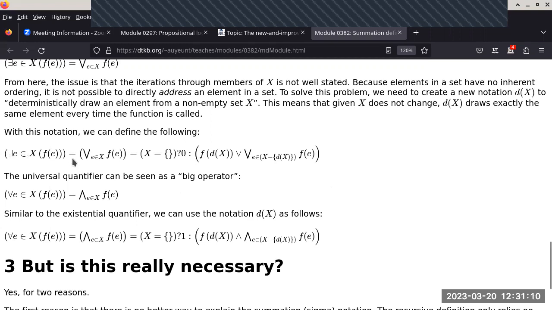All right, so we're going to expand this and see what it is trying to say. The original statement is something that we should understand by now, which is: there exists an element E in X such that F of E is true. That's basically what it's asking. Can we find an element in the set X such that F of E is true? And then we casually turn it into a big OR notation, which is like this.